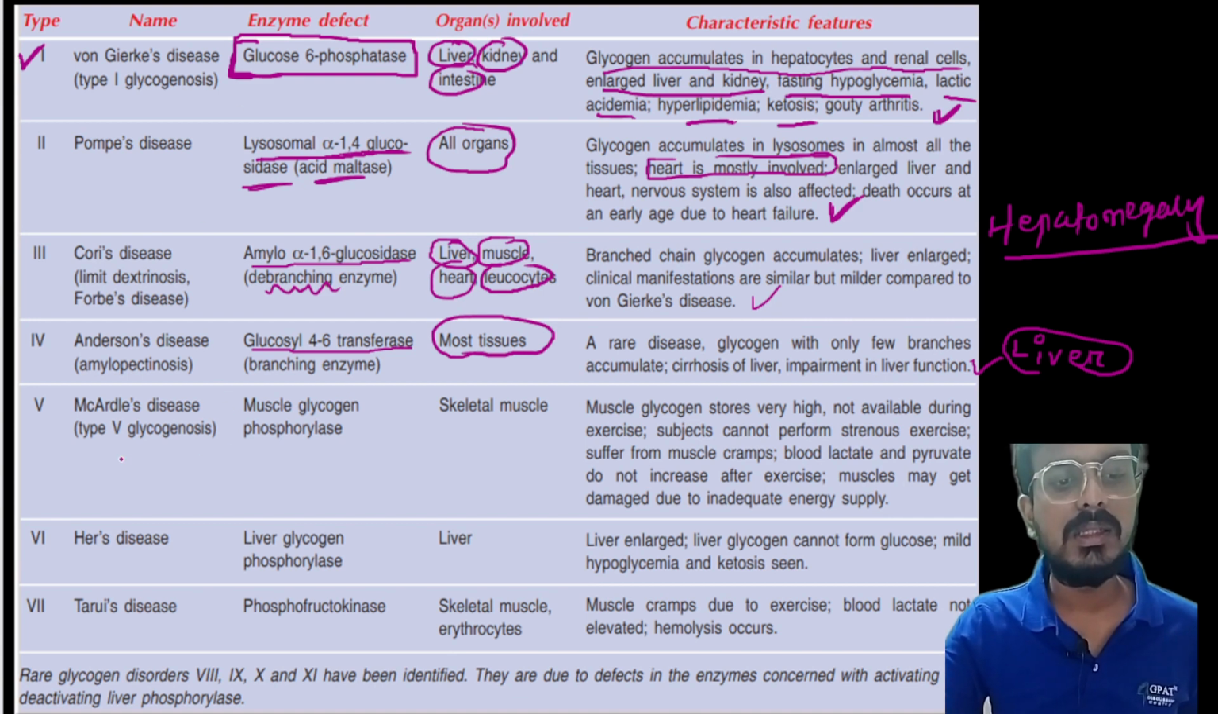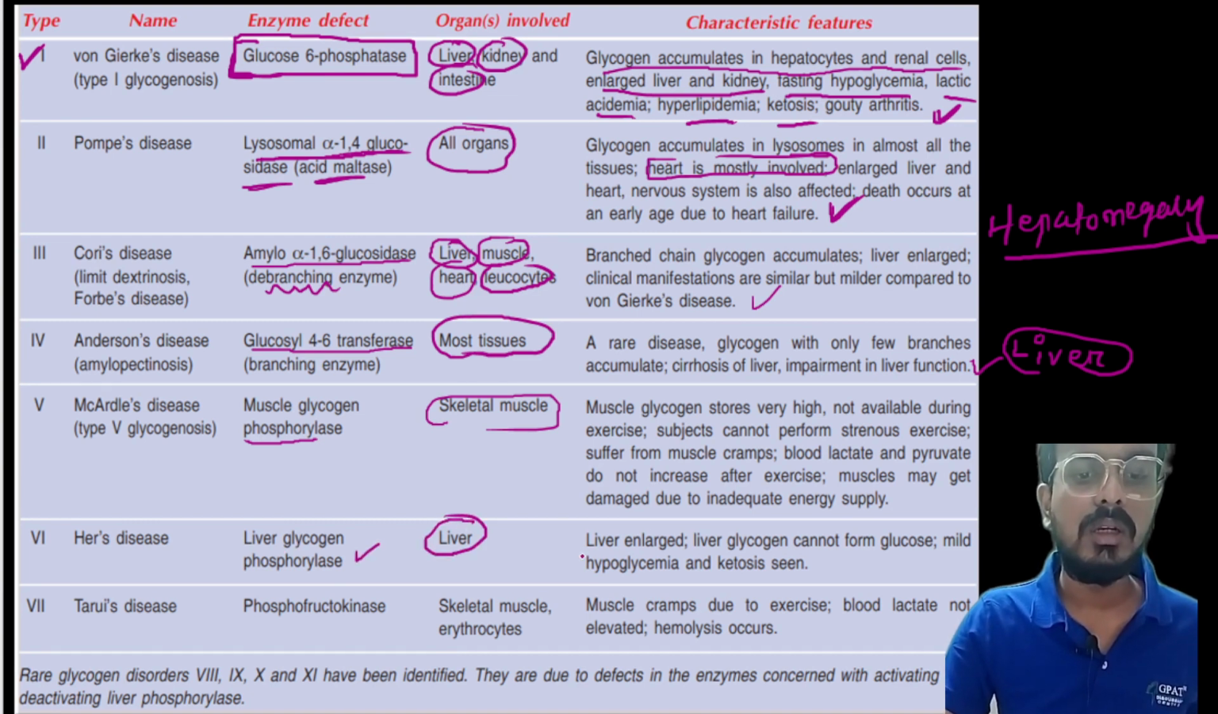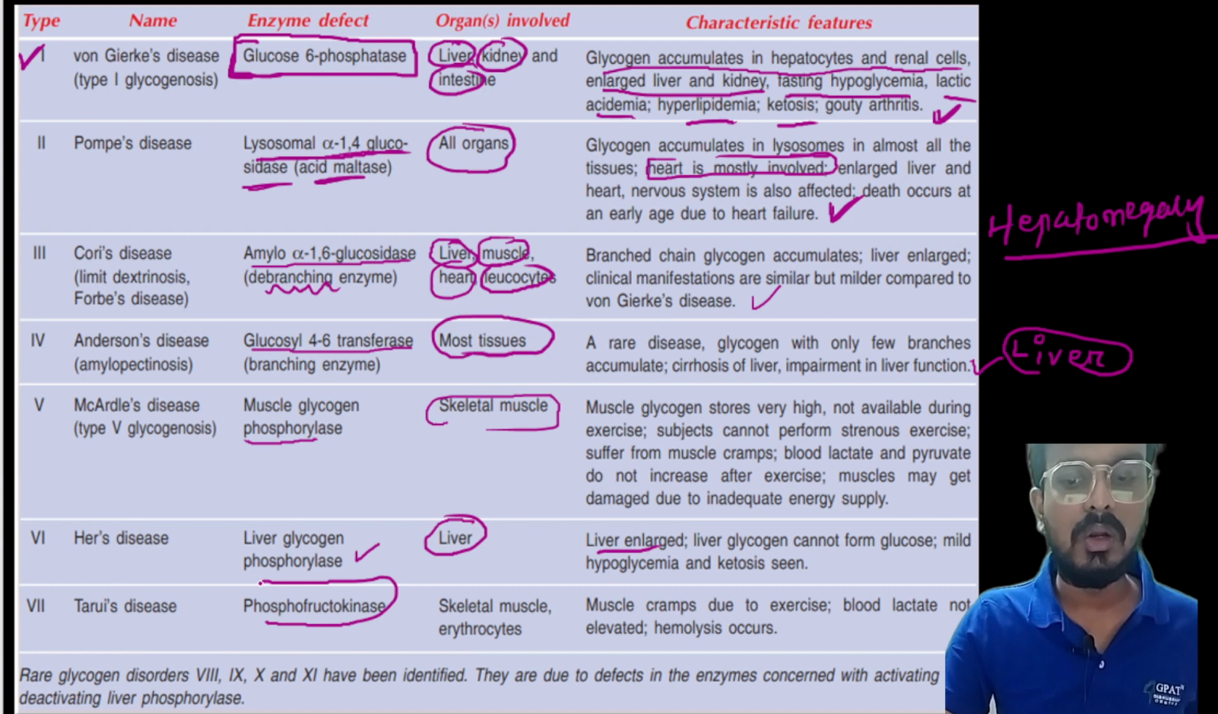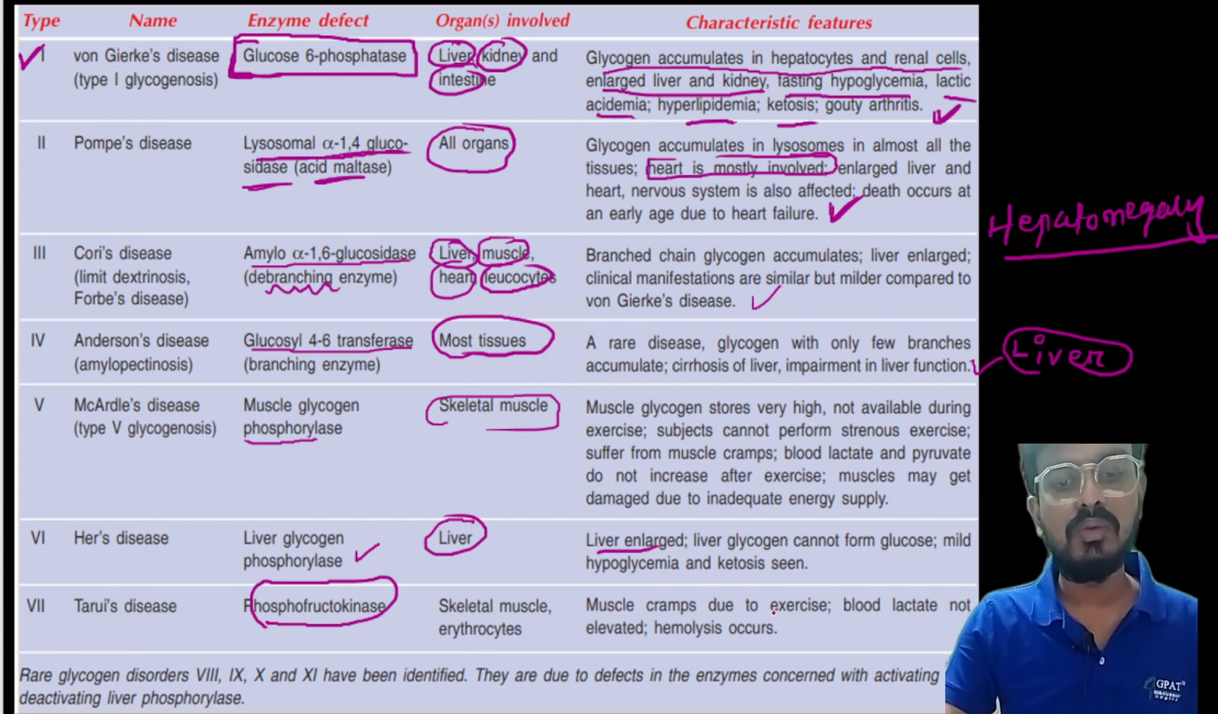Okay, then McArdle's disease. This is type 5 glycogenolysis. Muscle glycogen phosphorylase enzyme is involved. Basically, your skeletal muscle is involved. So muscle glycogen is stored very high, not available during exercise. Then Hers disease is the liver glycogen phosphorylase. Your major organ involved is the liver. Your liver is enlarged. Tarui disease is a defect in the enzyme known as phosphofructokinase. That is in your skeletal muscle. Majorly your skeletal muscles and erythrocytes are involved. So muscle cramps due to exercise, blood lactate not elevated, hemolysis occurs.